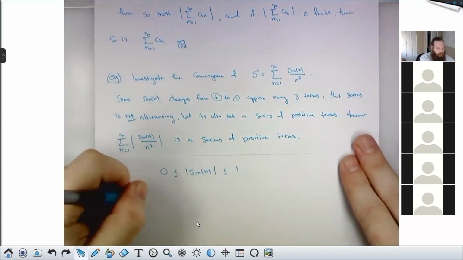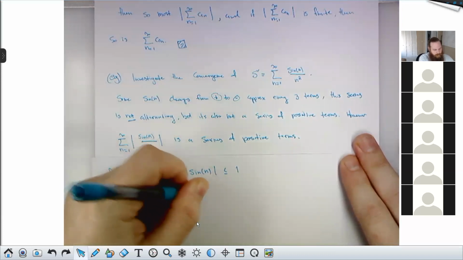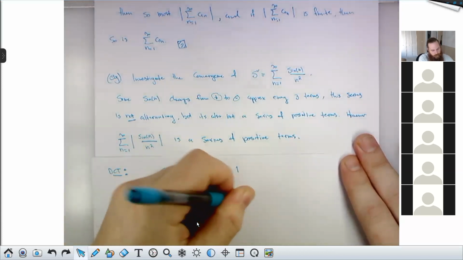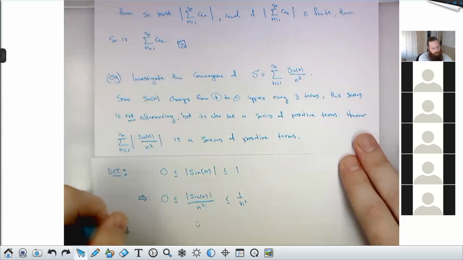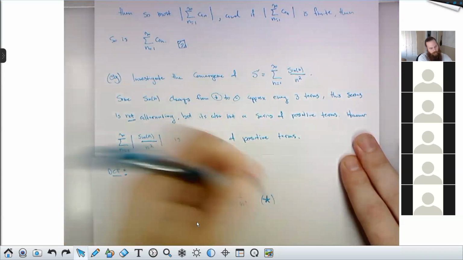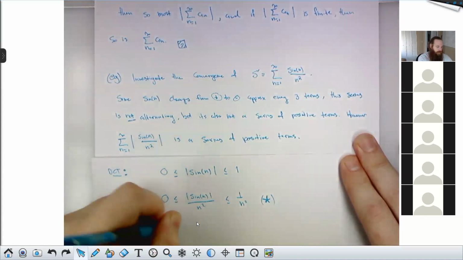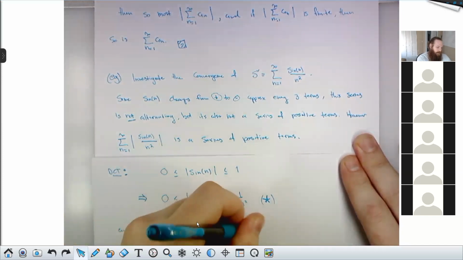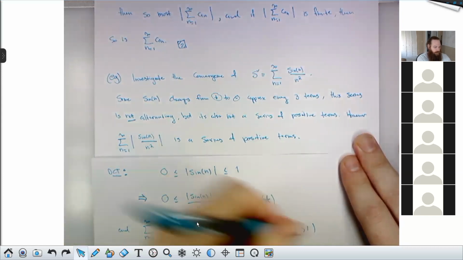This implies that 0 is less than or equal to the absolute value of sine n over n squared, which is less than or equal to 1 over n squared. I'll call this star. Sigma n from 1 to infinity 1 over n squared is a convergent p-series. P here is equal to 2, which is strictly bigger than 1.